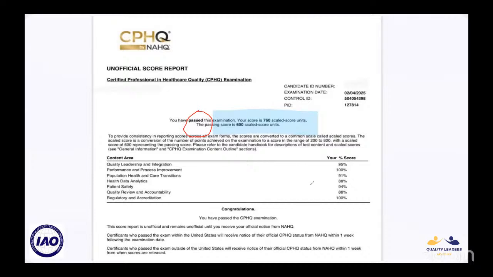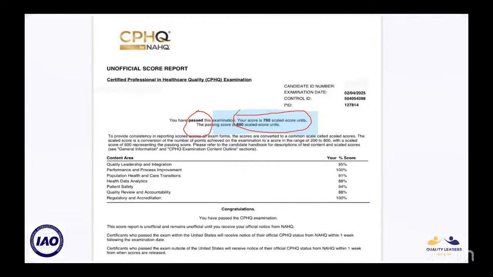So now let us look at the score. Here you see the score is 760 out of 800 and the passing score is 600 scaled score units. It's not talking about 760 marks or 760 right answers. It's not discussing whether this candidate has scored, say, 118 questions out of 125. All it says is the scaled score is 760. So what is scaled scoring and why is it important for us to understand? See, the exam score is on a scale of 200 to 800, and it's not 0 to 100 or 0 to 125.